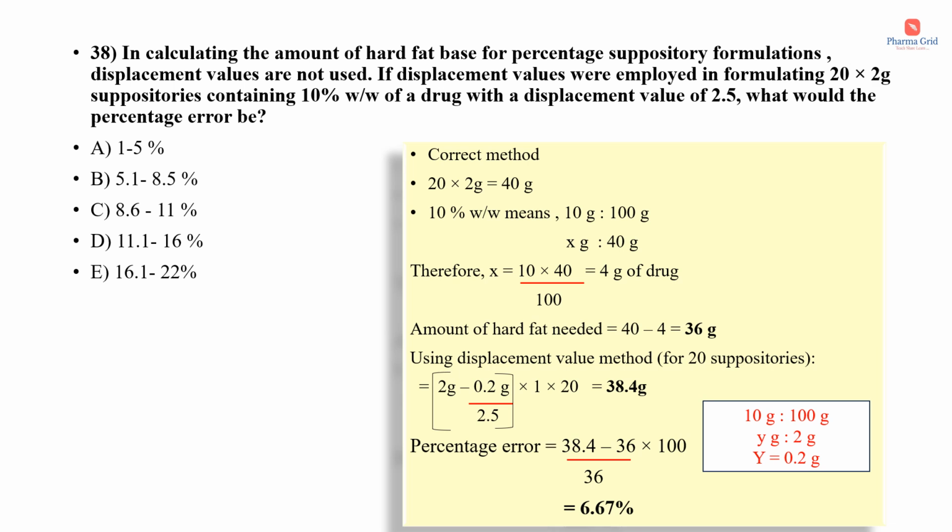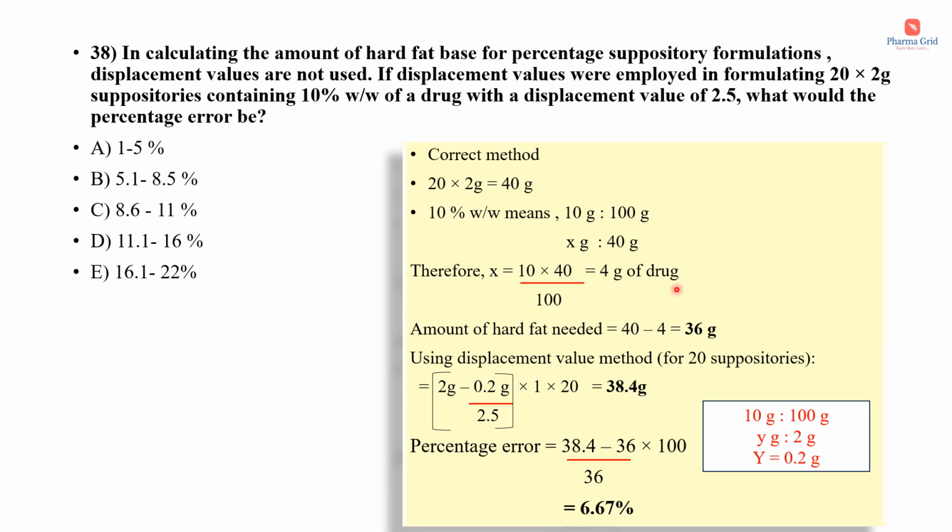So here they have given that we need to formulate 20 into 2 gram suppositories. 20 into 2 means 40 gram. So the weight of the suppositories here will be 40 gram. And the strength of the drug they have given as 10% weight by weight. So 10% weight by weight means 10 gram present in 100 gram. So we need to find out the amount of drug present in 40 gram of the suppository. Let it be X. So find out X by cross multiplication. X is equal to 40 into 10 divided by 100. That is equal to 4 gram of drug.